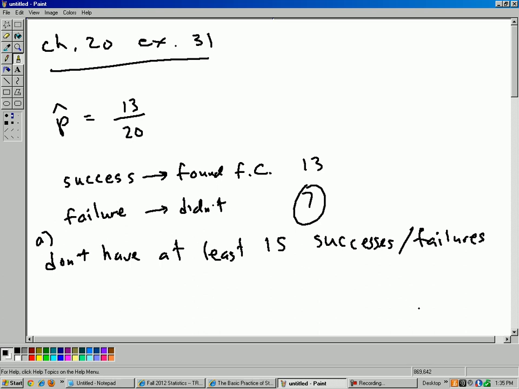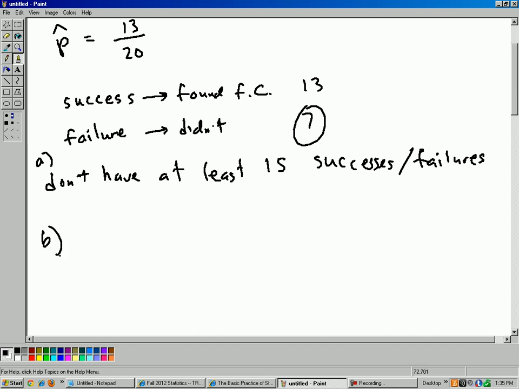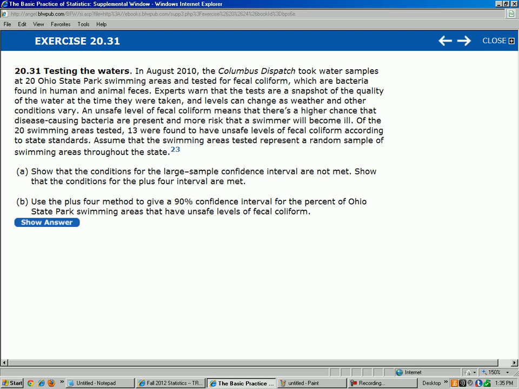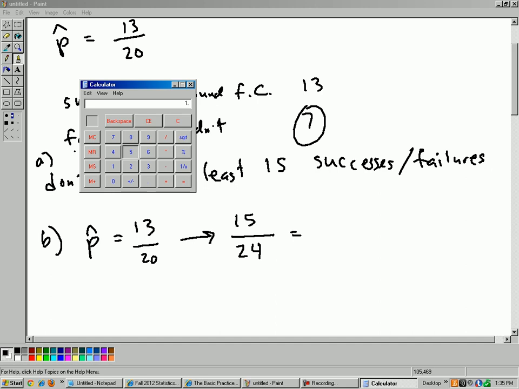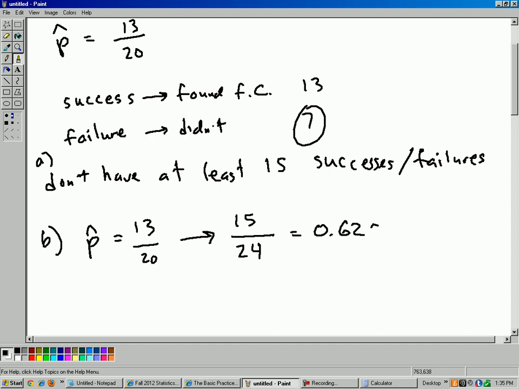Now for part B, it says go ahead and do the 90% confidence interval using the plus 4 method. So I'll go ahead and do it here, although I'm not requiring that you do this. The p-hat here is 13 out of 20. If you use the plus 4 method, that means we're adding 2 imaginary successes. So add 2 imaginary successes, that's 15, and then add 4 individuals altogether. So then you have 15 out of 24. Let's get our handy calculator here. 15 divided by 24 is 0.625. And from that point on, you use that for all the p-hats and all the formulas.